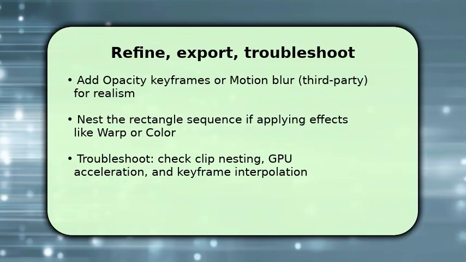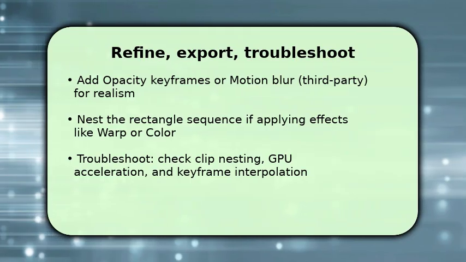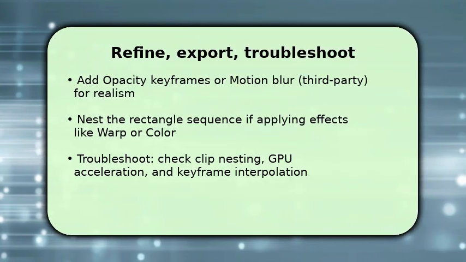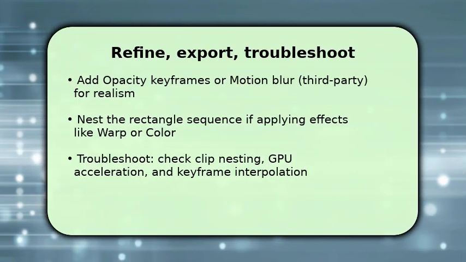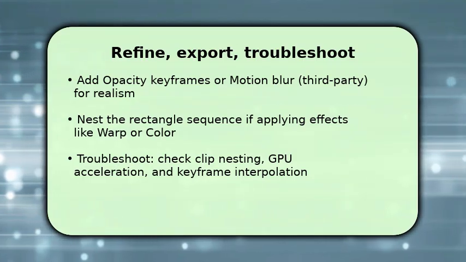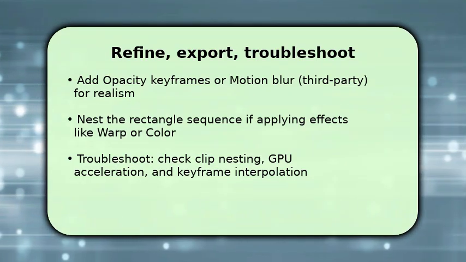If the animation stutters or keyframes don't behave, make sure clips aren't nested unexpectedly, enable GPU acceleration in project settings, and verify interpolation is set to Bezier or Auto Bezier. Correcting those usually fixes timing and smoothness problems quickly.